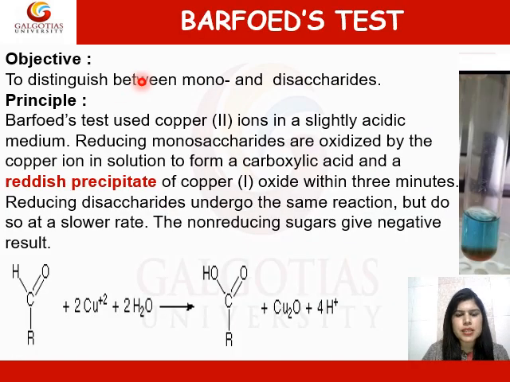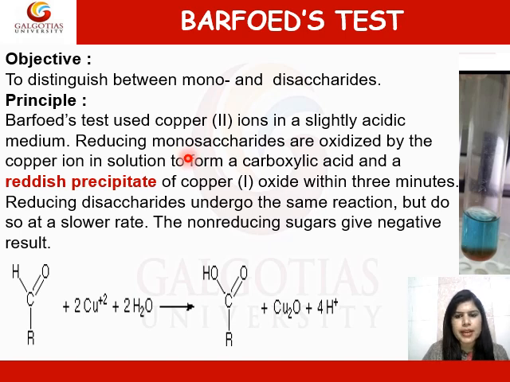The next test used for identification of carbohydrate is the Barfoed test. This test is used to distinguish between reducing monosaccharides and disaccharides by controlling their pH and time of heating. Monosaccharides react very fast, whereas disaccharides react very slowly. The principle of the Barfoed test is that it uses copper ions in a slightly acidic medium.